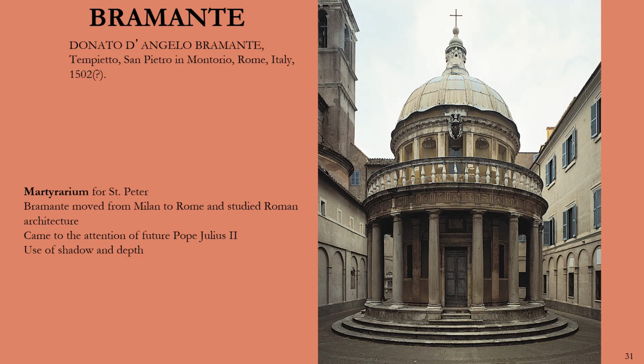We're going to continue with the end of the High Renaissance and then move into a period called Mannerism. So we are looking at a work of architecture by an artist named Bramante. Bramante is one of the great architects of the end of the Renaissance period, the High Renaissance. You are looking at a building called the Tempietto, meaning little temple.